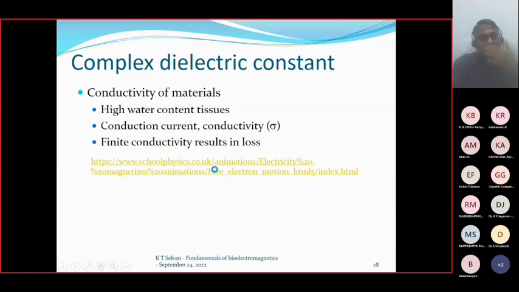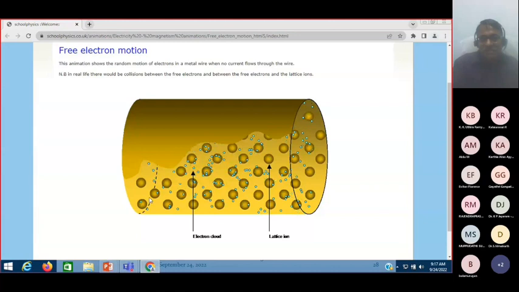Electron motion. This is actually a conductor. So these are fixed ions, and then these are moving electrons. In a conductor, even in the absence of an external voltage, the electrons will be moving. That is what we call drift velocity. But when we employ an electric field, what we do is to polarize this to make the movement possible in preferred directions.